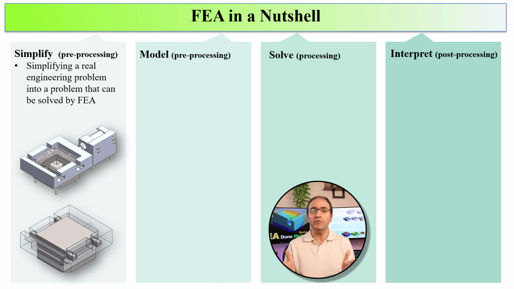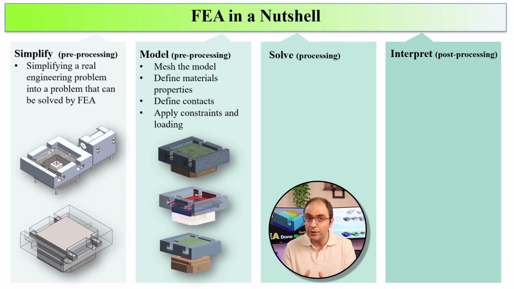Real engineering systems are usually too complex to simulate directly. So, using right justifications, we simplify the geometry into something suitable for analysis. That may mean removing tiny fillets, idealizing fasteners, or replacing a complex assembly with a representative substructure. Once the geometry is manageable, we move to modeling.